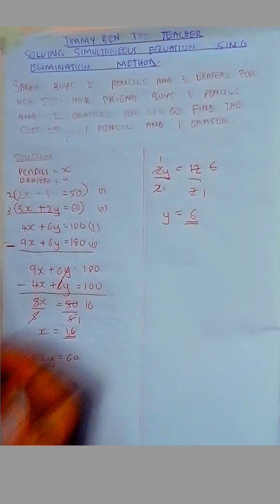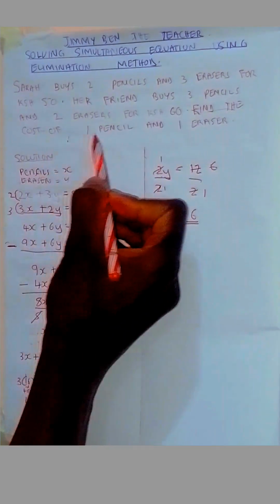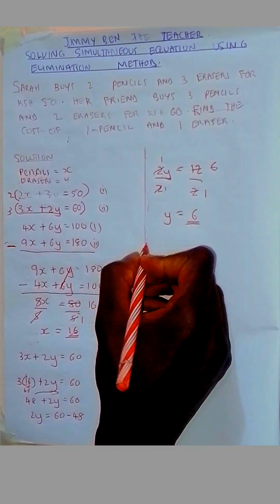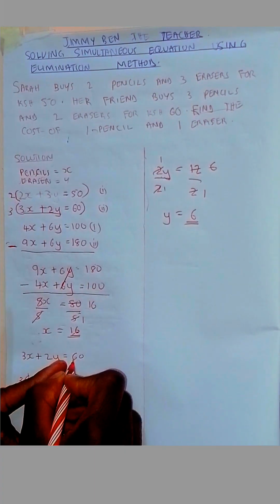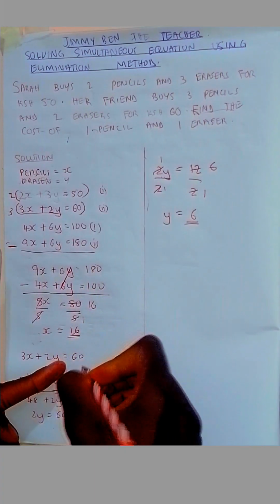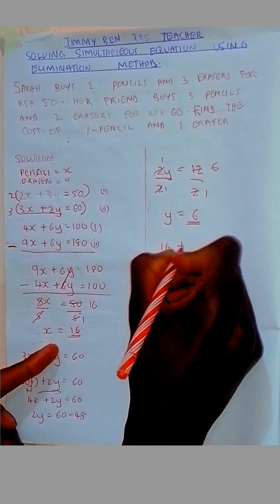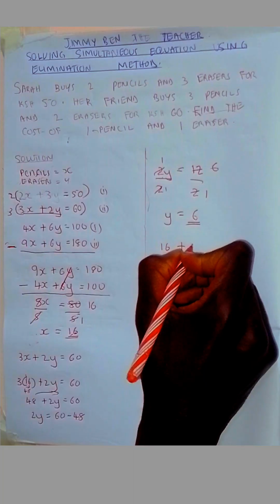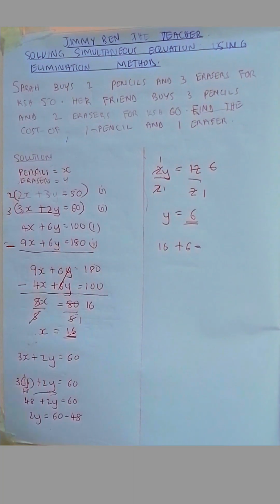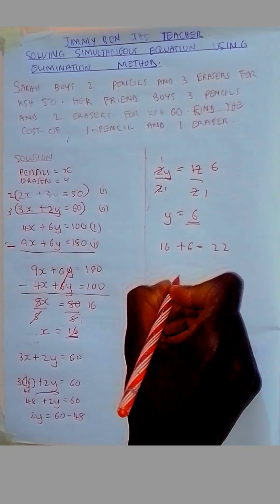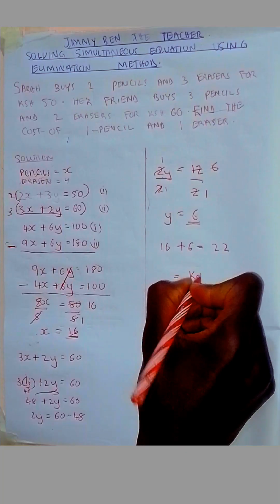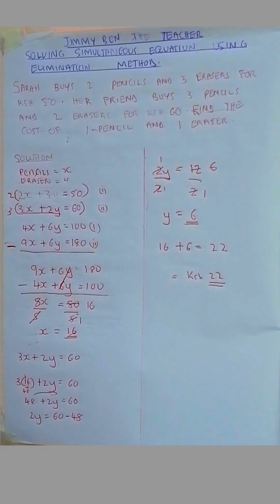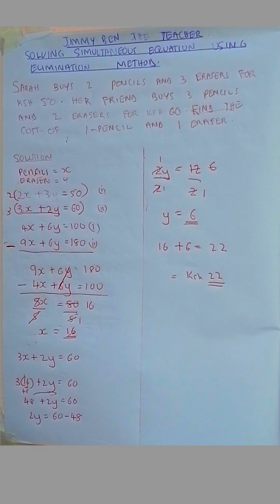Our question says, find the cost of one pencil and one eraser. The cost of one pencil is 16. What about the cost of one eraser? It is 6. Once we add them, what do we get? 22 shillings. So the answer is 22 Kenyan shillings. Are we together up to that point?